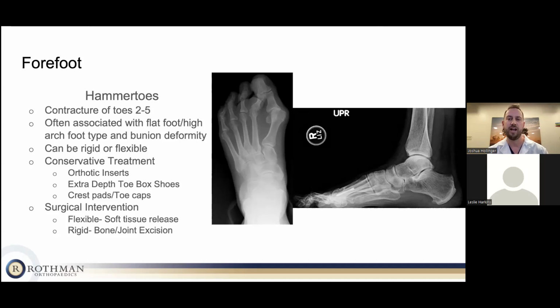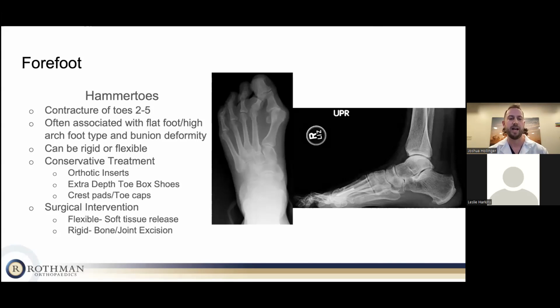They can be rigid or flexible, meaning that you can easily straighten them out in your hands, or not. And so that helps to dictate if we're going to head to the operating room to correct the hammer toe. It helps to dictate what kind of procedure we choose.